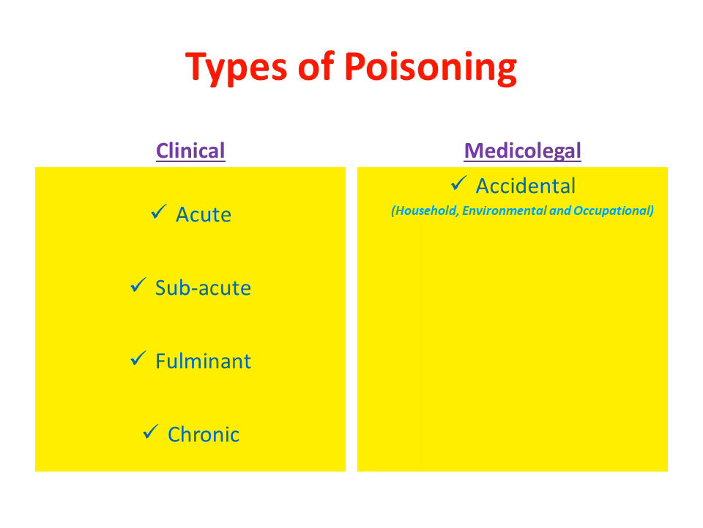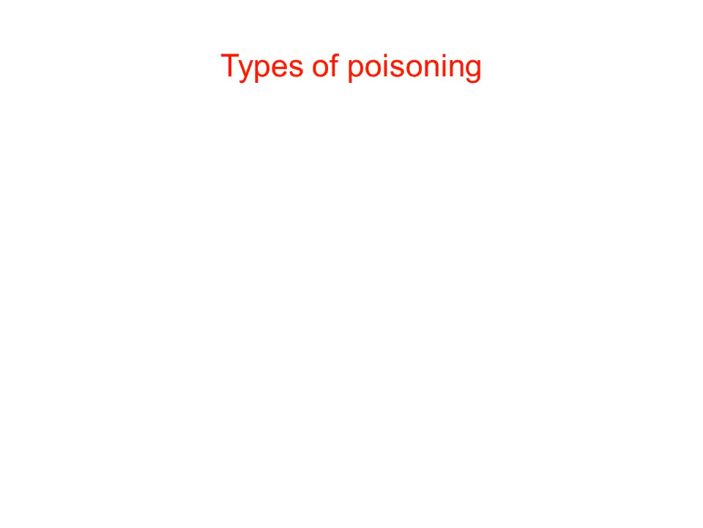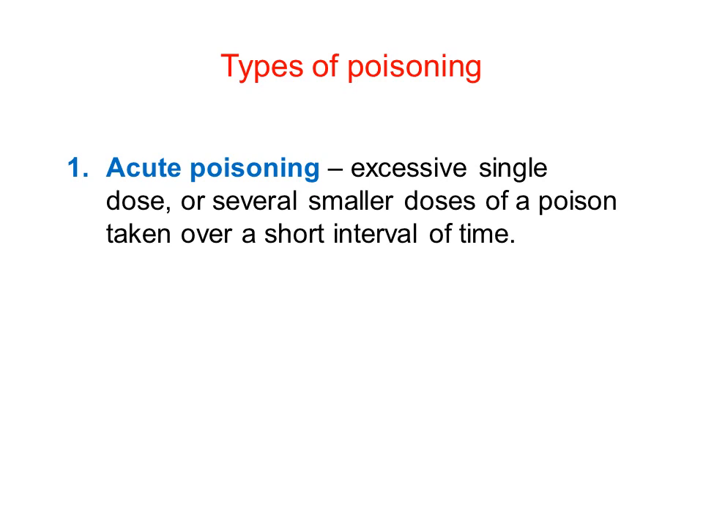The second under this group is deliberate poisoning. It can be subdivided into suicidal poisoning and homicidal poisoning. Now let us discuss what is an acute poisoning. Acute poisoning means a person takes a huge amount of poisonous substance in a single dose and the signs and symptoms develop within a very short interval of time. So we can say an excessive single dose, or there is another way of causing acute poisoning where there are multiple smaller doses within a short period of time.